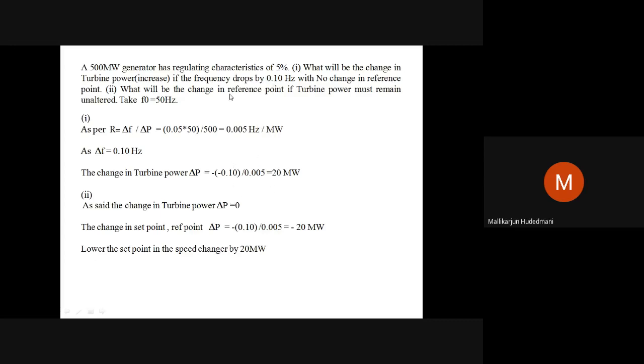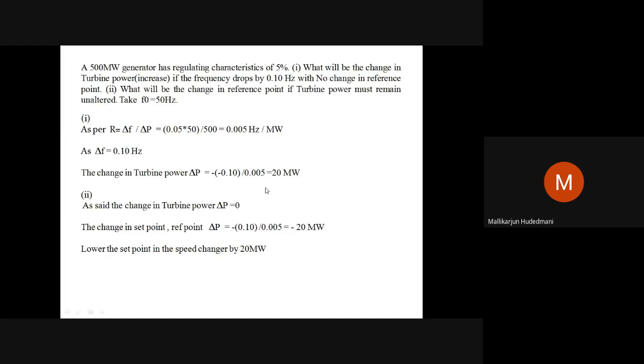The second is that the reference point must be shifted and turbine power must be kept constant. The change in turbine should not change the power; only the reference point should change. Then the change in set point, the reference point, is nothing but delta P ref. Hence I wrote that the reference point power increment is equal to minus delta F by R, which turns out to be minus 20.